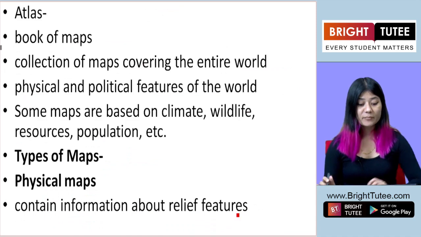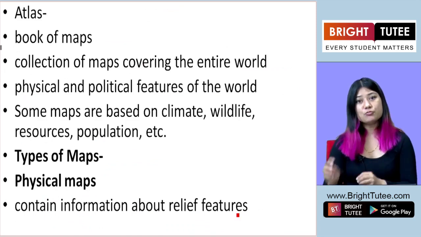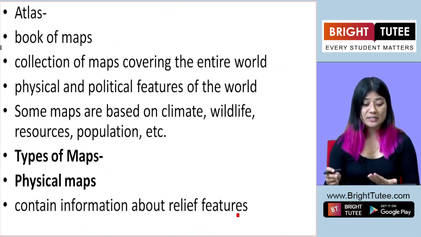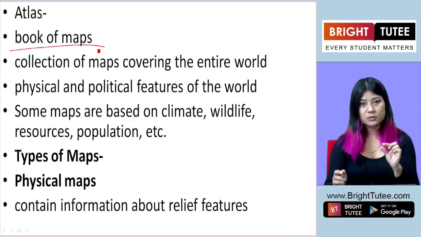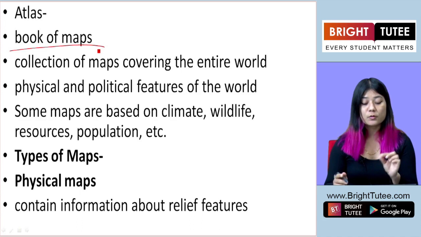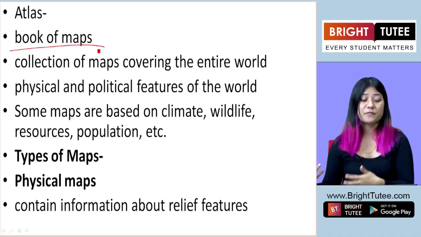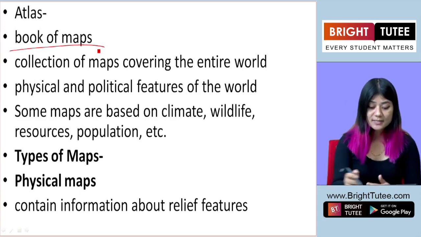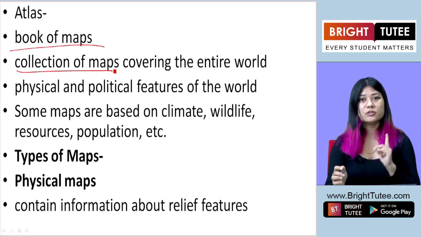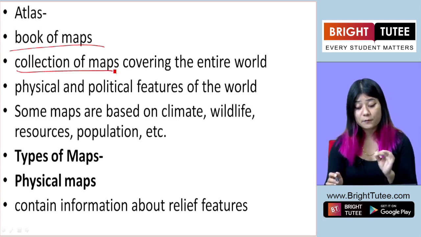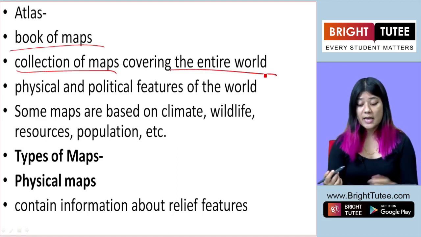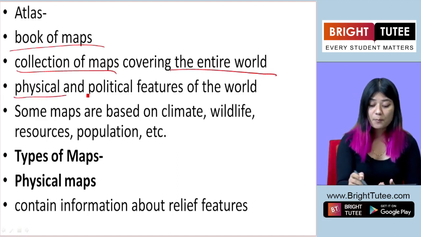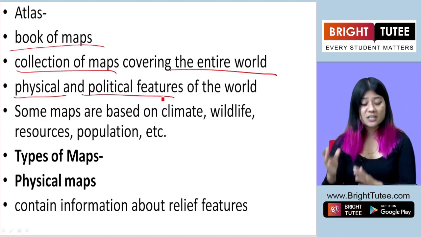Now atlas is another tool used for map reading. Atlas is basically a book of maps. It's a small book, not so thick, which has lots of different kinds of maps. So it has a collection of maps, not just one map, but a collection of different kinds of maps which covers the entire world. It consists of physical and political features of the earth.